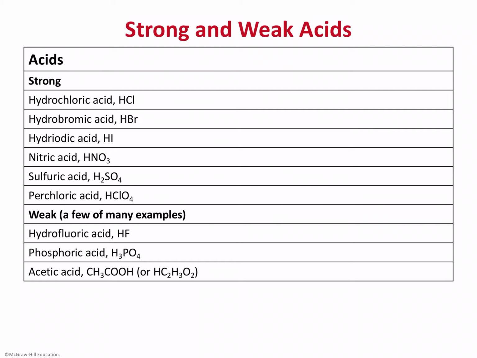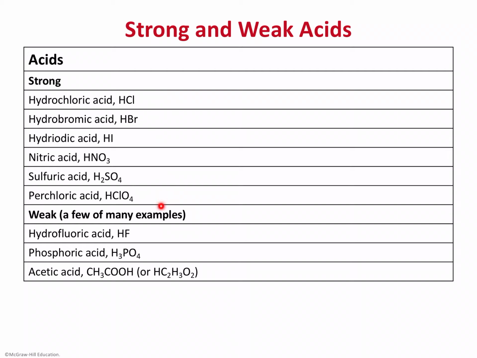There are some strong acids and weak acids. So these are the strong acids: hydrochloric acid, hydrobromic acid, hydroiodic acid, nitric acid, sulfuric acid, perchloric acid. They are all strong acids, meaning in water they completely dissociate into ions.